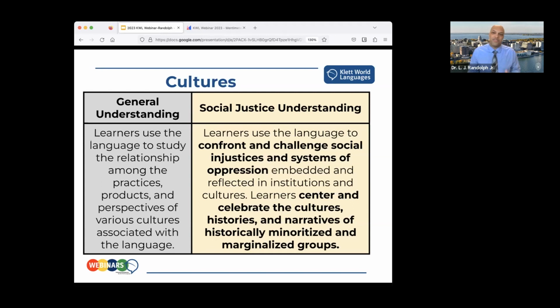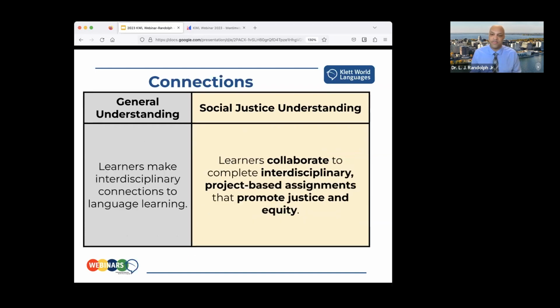Cultures. Some might think, well, cultures inherently incorporate justice. Well, not really. We can think about practices, products, and perspectives in superficial ways. And for decades, our profession has done just that, really. So when I think of it from a social justice perspective, I think about confronting and challenging social injustices and systems of oppression, centering and celebrating the cultures, histories, and narratives of historically minoritized and marginalized groups.